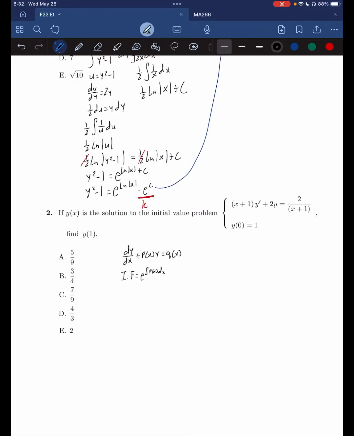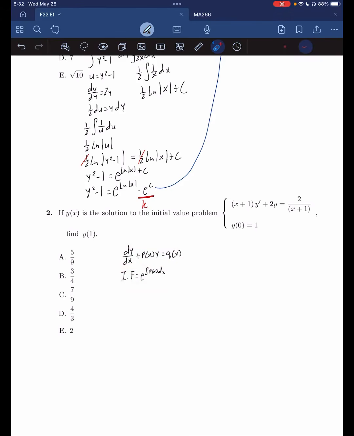Okay, so moving on to question 2. This is another ODE, except this time we use our integrating factor method. As you can see, I have a couple of things written down. This is the general form of any integrating factor question, and this is how we're going to find the integrating factor.